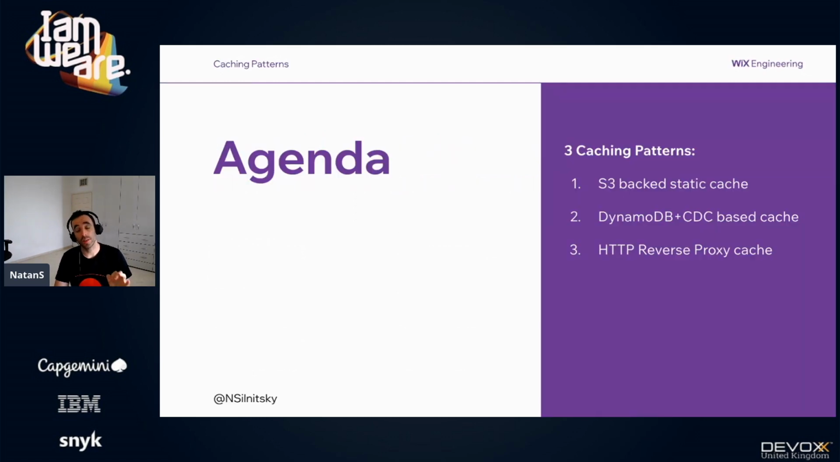Okay, so now we're going to delve into each of these caching patterns in depth so you really get a good grasp of why they are needed and how they are implemented. We're talking about the S3-backed static cache, a simple cloud object storage that can really help us serve as a cache. We also have the DynamoDB plus database events streaming cache. And we have the HTTP reverse proxy cache, a proxy before your service that actually tries to eliminate traffic to your service. And we'll start with the first one, of course.